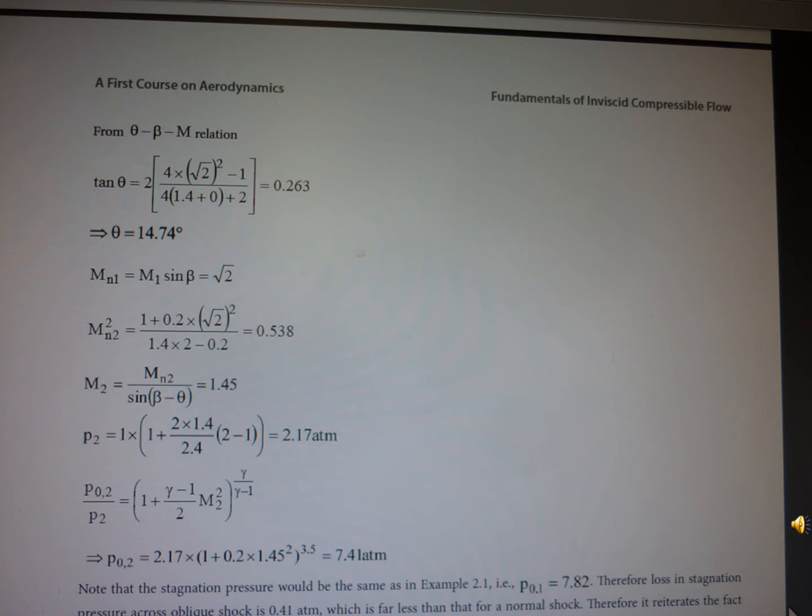So M2 is Mn2 divided by sin of beta minus theta. P2 is 1 plus 2 multiplied by 1.4 divided by 2.4 multiplied by 2 minus 1, so 2.17 atm. PO2 by P2 is 1 plus gamma minus 1 divided by 2 M2 squared, the whole power gamma divided by gamma minus 1. So PO2 is 2.17 multiplied by 1 plus 0.2 multiplied by 1.4 squared, to the power 3.5, so 7.4 atm.